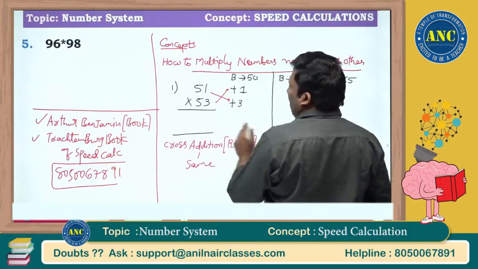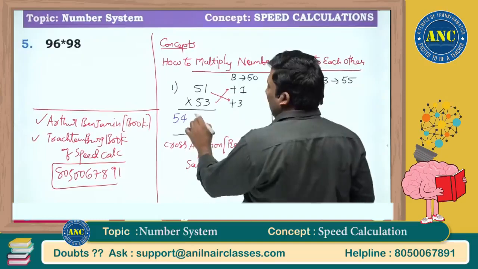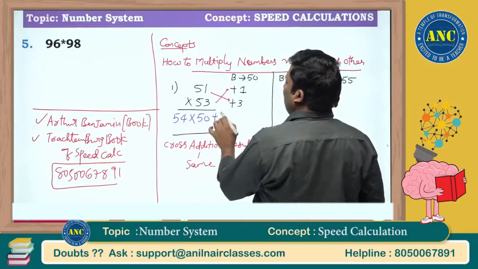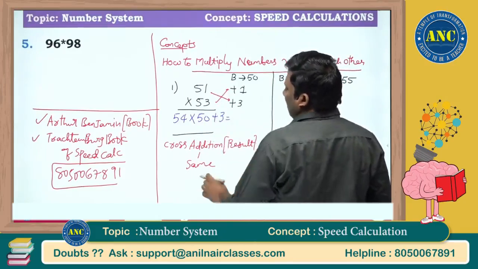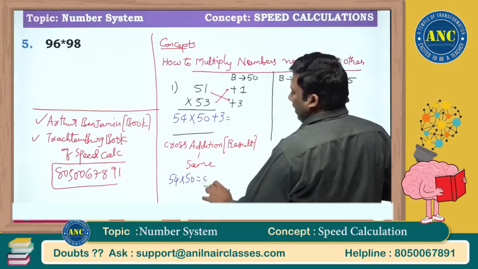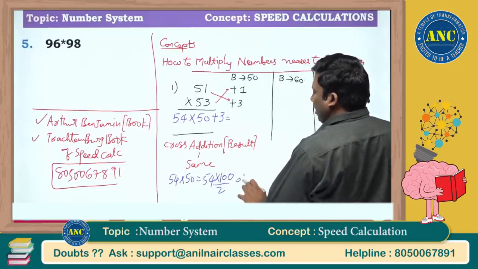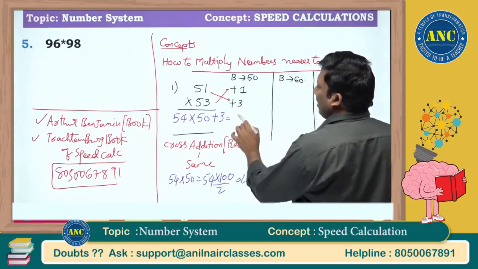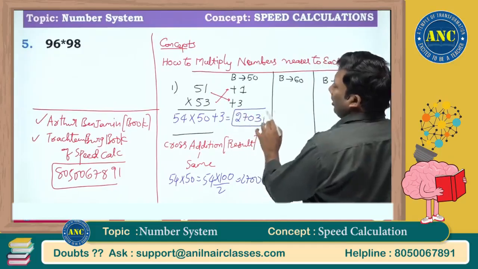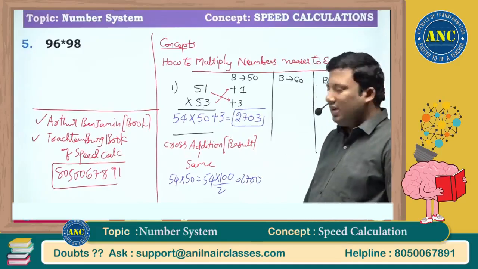Step number 2. Write down the cross addition, 54, into the base, which is 50. Plus, the product of the deviations, 1 times 3, is 3. So this is nothing but 54 into 50. An easier way is to write 50 as 100 by 2. The answer is 2700. 2700 plus 3 is 2703. 2703 is the answer.